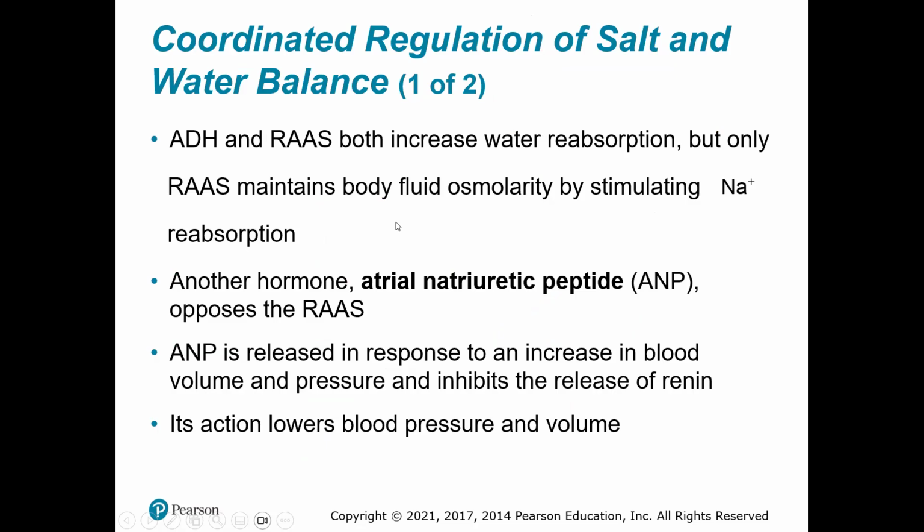Okay. Now, if you ever hear of this hormone, atrial natriuretic peptide, that opposes the RAAS. It responds to an increase in blood volume and inhibits release of renin, so it actually decreases blood pressure. And it decreases blood volume in the process, because if you lower the volume of fluid in the blood, then you lower blood pressure.